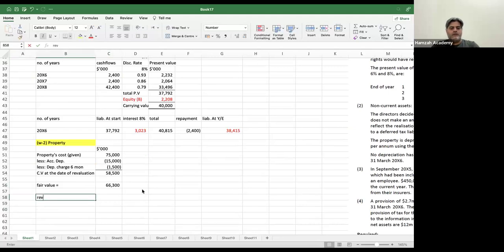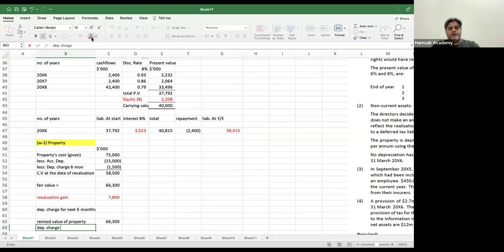Now, the fair value which they have decided is 66.3 million. So we have a revaluation gain of 7,800. One thing. Then we will have the depreciation charge for next 6 months. That's going to be revised value of property 66,300. Depreciation charge next 6 months, and that's going to be on the remaining life over here, right?